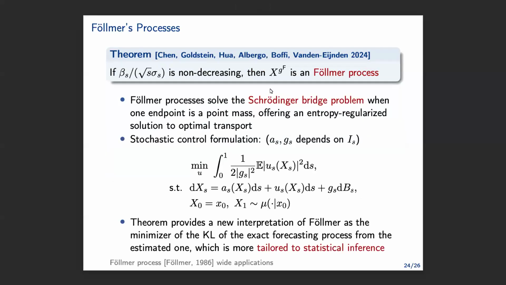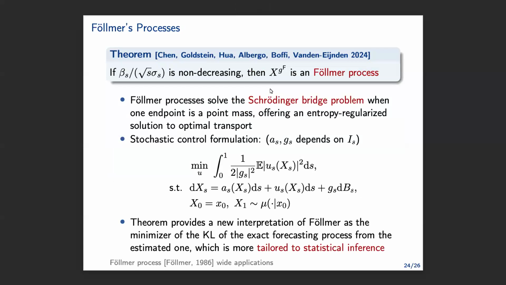And so this coefficient leads to some interesting interpretations: if this signal-to-noise ratio is not decreasing, then we can show the X is called a Föllmer process. This is a process invented by a mathematician, Föllmer, when he studied the time reversal process. But maybe a more well-known term is the Schrödinger bridge problem, which is an entropy-regularized solution to optimal transport.